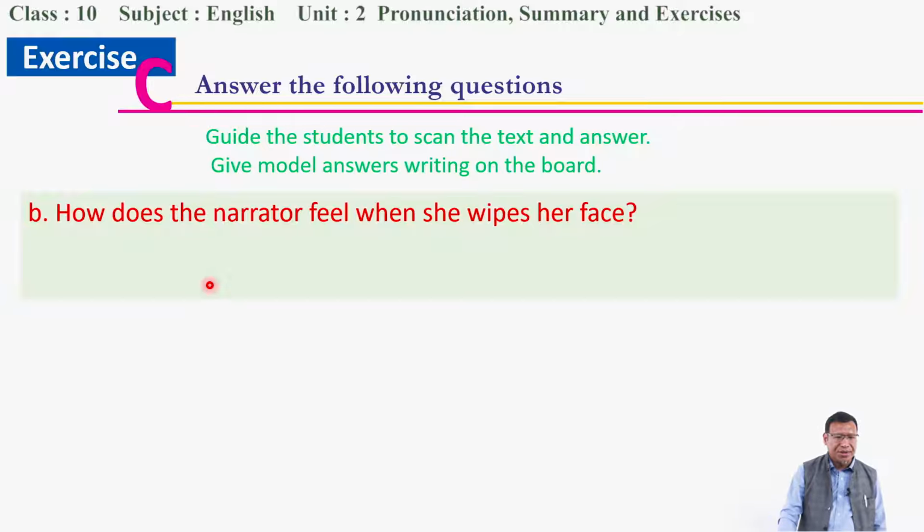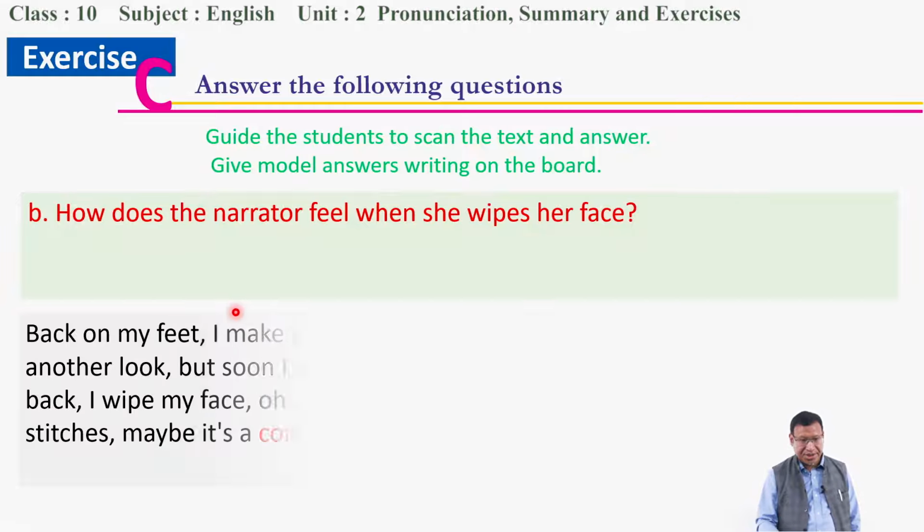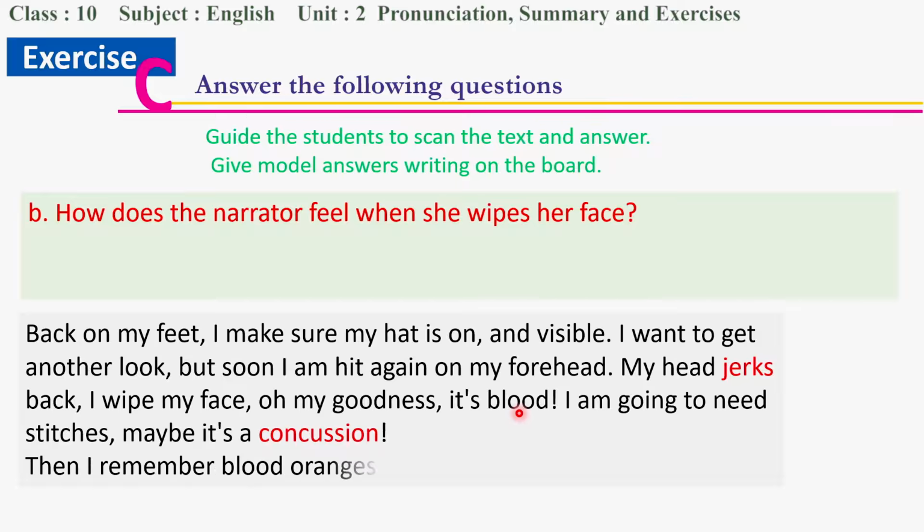All right, so how does the narrator feel when she wipes her face? Look at this paragraph. The narrator, you have to remember, and then you find the keyword: wipe her face. So how does she feel? Find out here, wipe my face. Oh my God, it's blood. So the evidence is here.